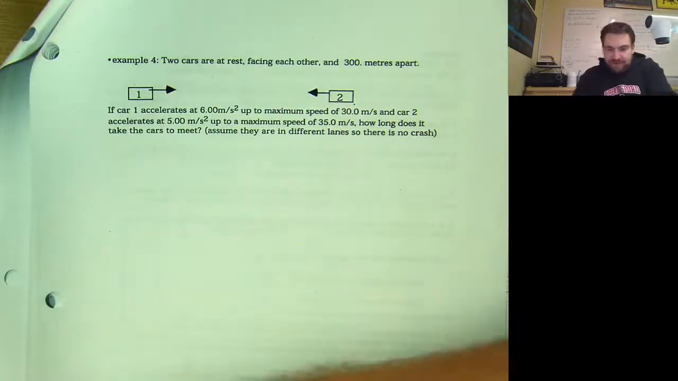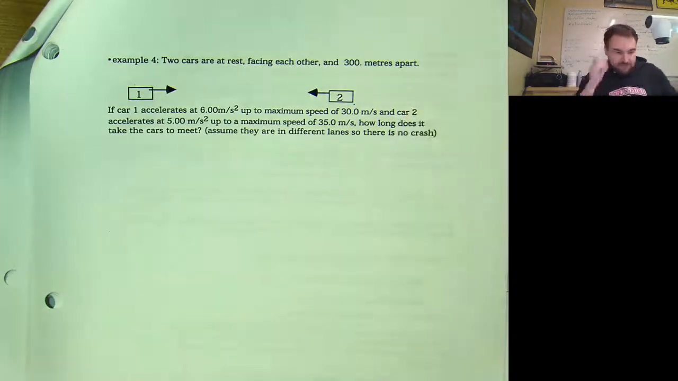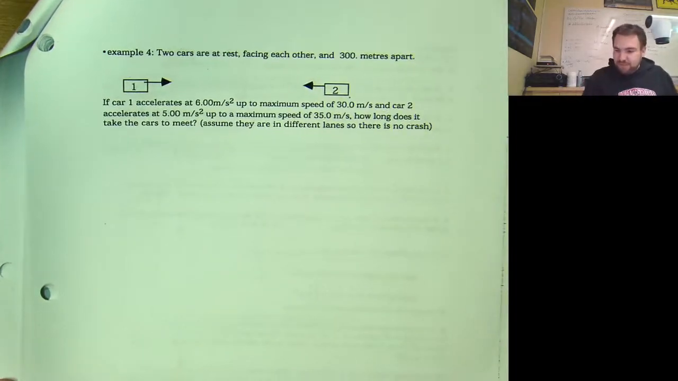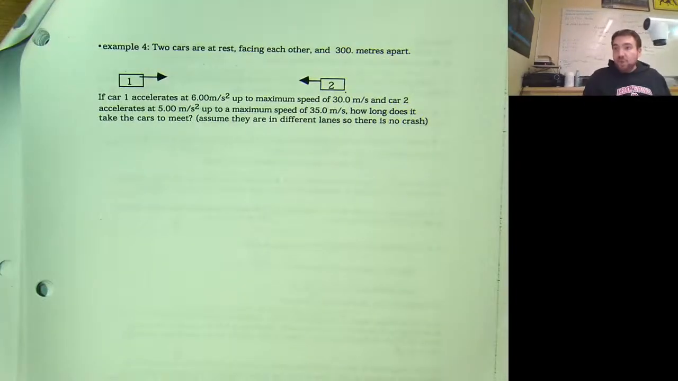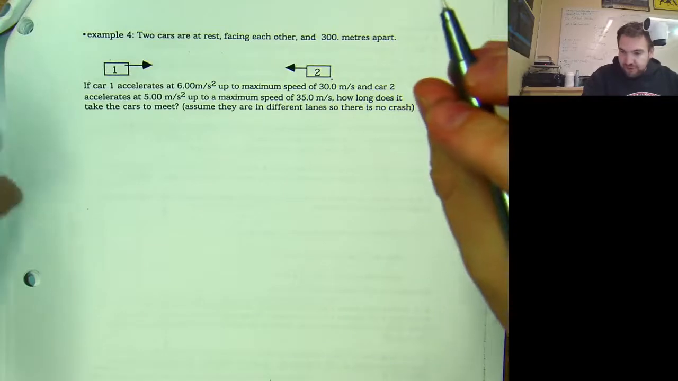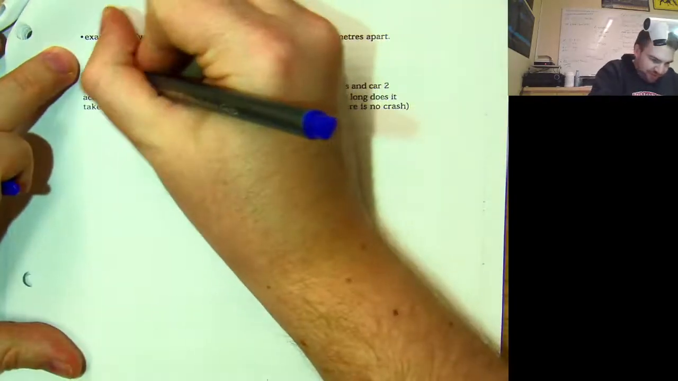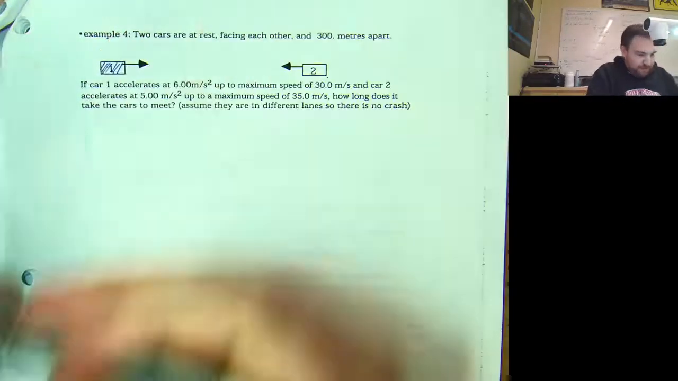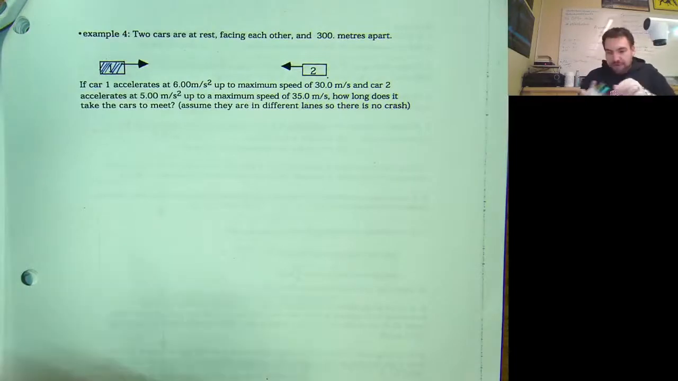Let's do one more example. This one is a little bit more convoluted. This is a bigger example, so buckle up. Here we go. We have two cars at rest, and they're facing each other 300 meters apart. There's two sets of information here. I'm going to color code these things. Car 1, I'm going to make blue, and car 2, I'm going to make red.